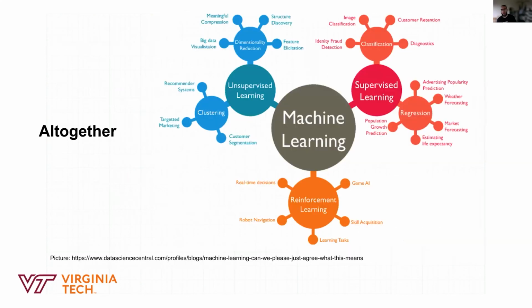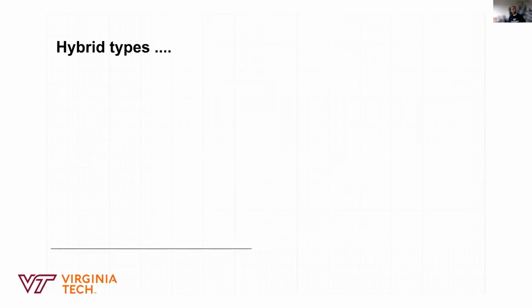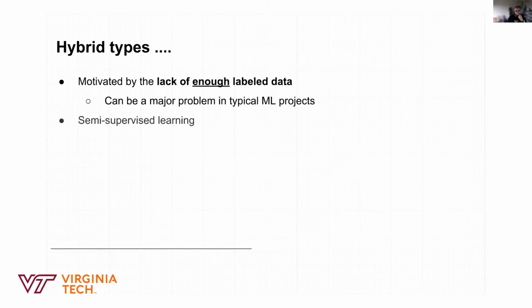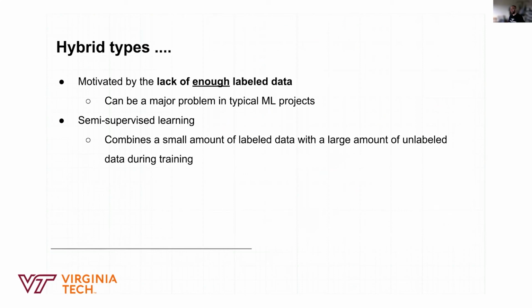Putting those three together, I will leave you with this figure to look at, showing the three major types of machine learning and their typical applications. But there are also hybrid types of those three, motivated by the lack of enough labeled data. As I said, finding labeled data is one of the major problems in machine learning. The first type is called semi-supervised learning, which trains the model with a small set of labeled data and a large amount of unlabeled data. The details are beyond the scope of this lecture, but this is how it works: we don't have enough labeled data, so let's use both.